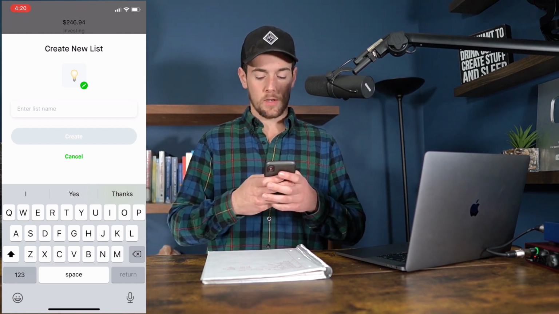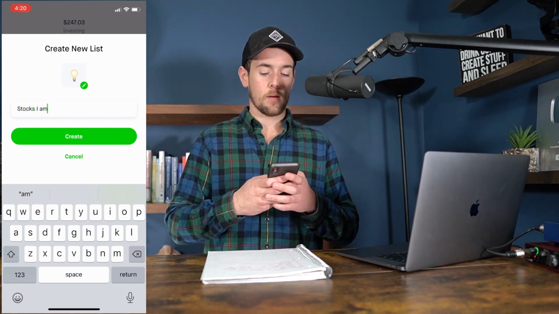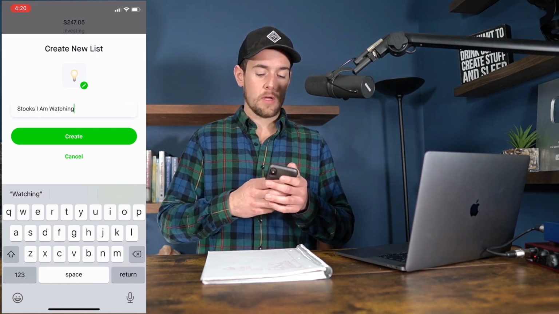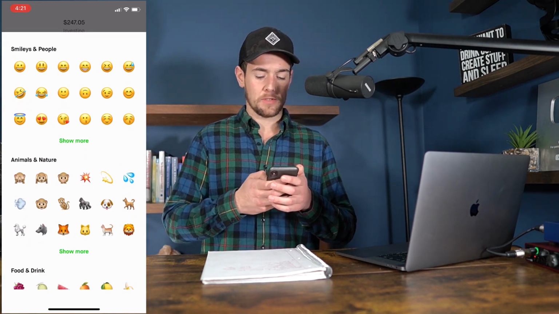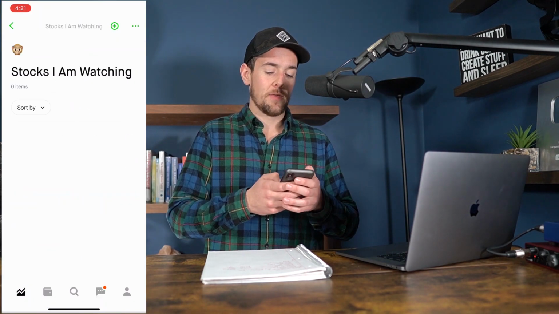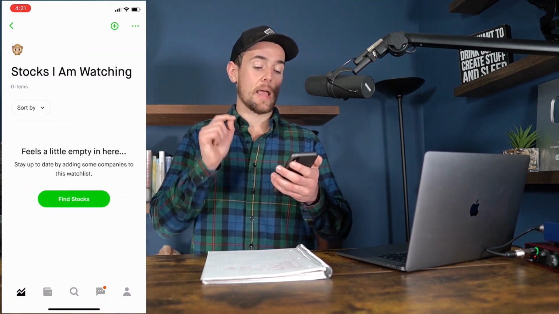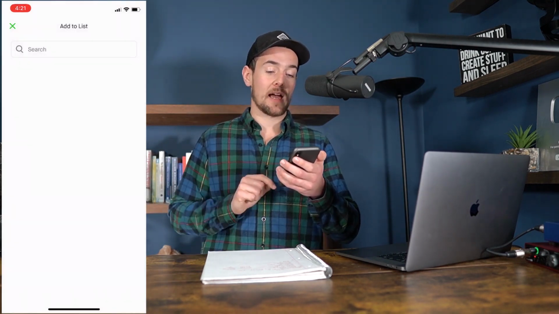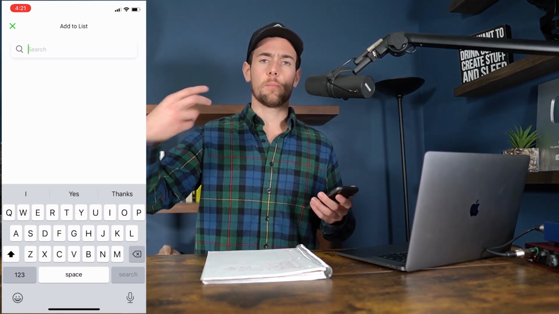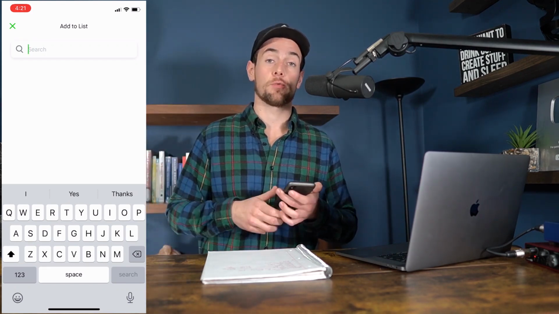So I'm going to call this one Stocks I Am Watching, and then I'm going to set an icon here. And it looks like you have a couple of different options. So let me do like the monkey emoji because that's kind of funny. So there we have a new list called Stocks I Am Watching, and now I'm going to add stocks to that list. So let's say, for example, I'm keeping an eye on Tesla, Microsoft, and Netflix. I'm going to add those 3 stocks now.